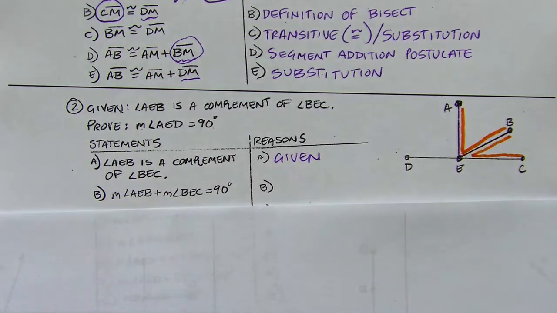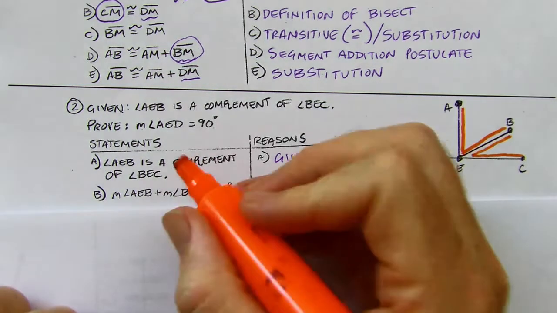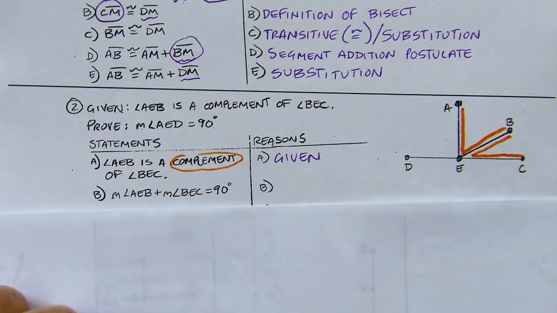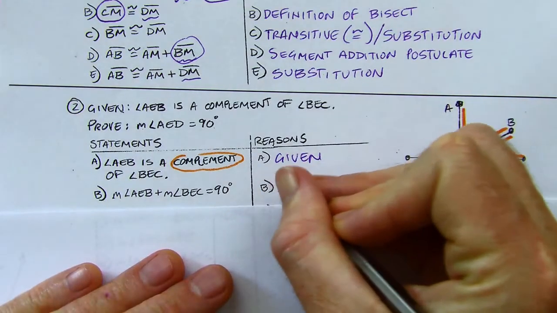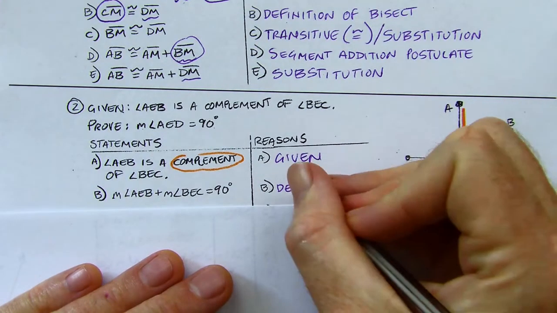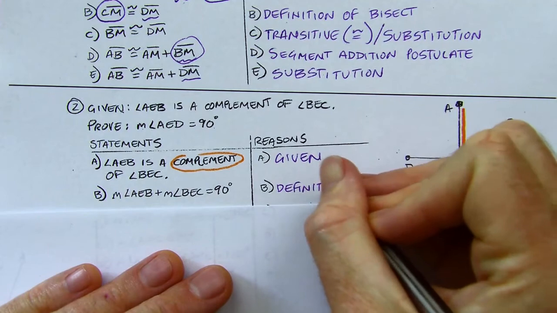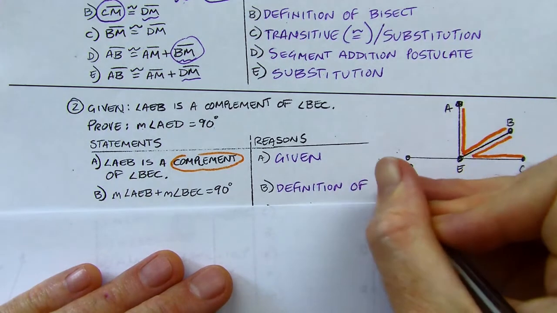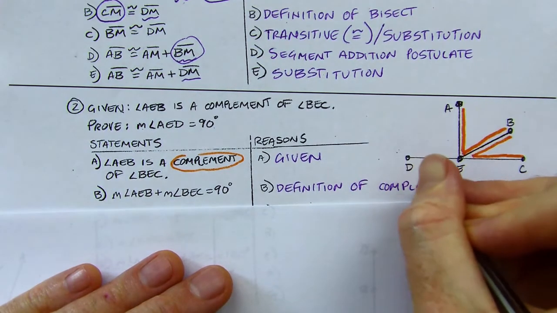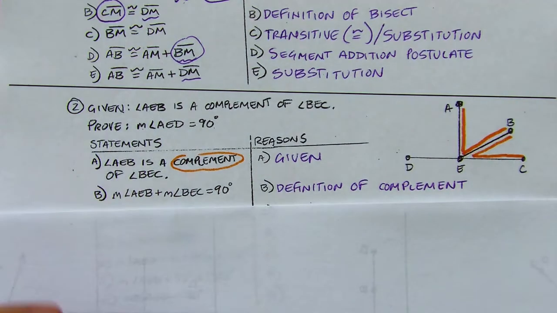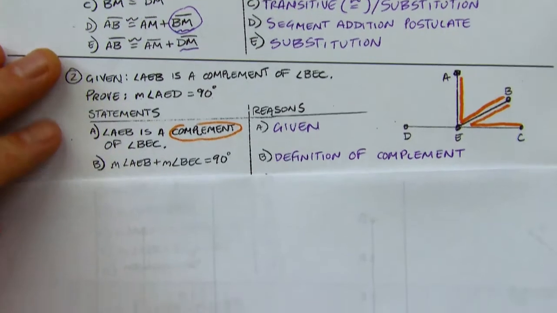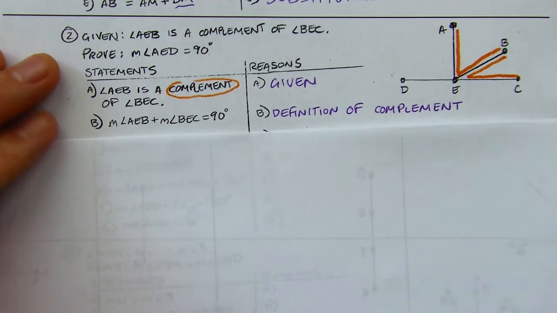Well, if you look at the given info, it doesn't say that specifically, but it does say that they're complements of each other. And complementary angles, that means that they add up to 90 degrees. The sum is 90 degrees, right? So I'm going to say the definition of complement. Or if you said definition of complementary or complementary angles, those would all be fine, okay? All right, so let's move on.